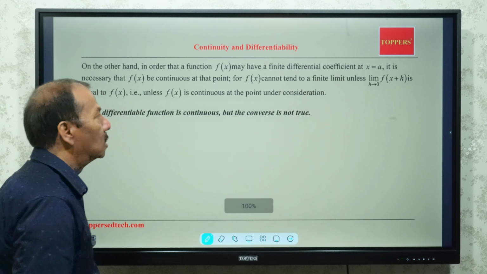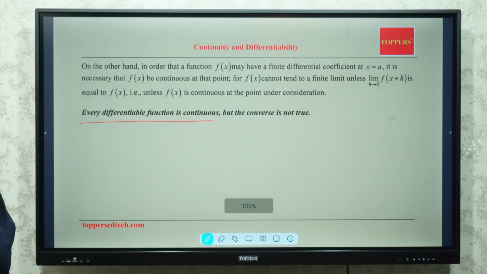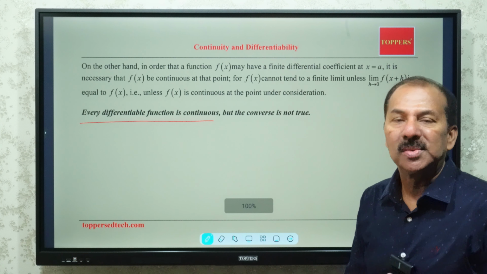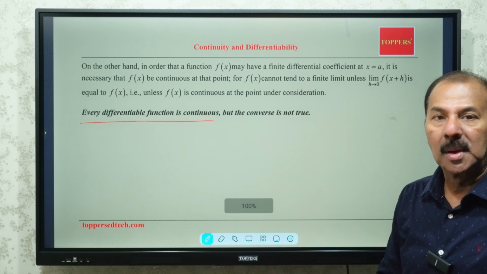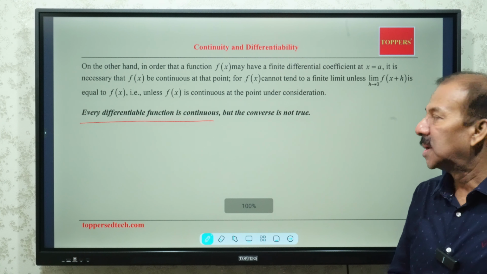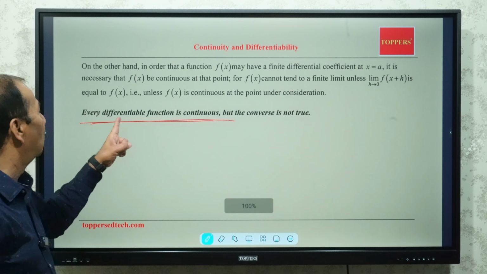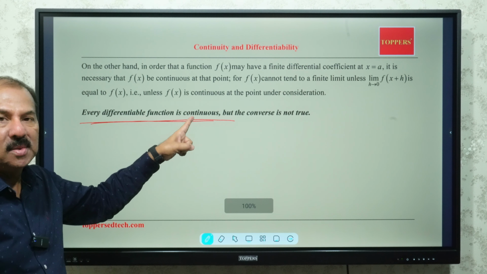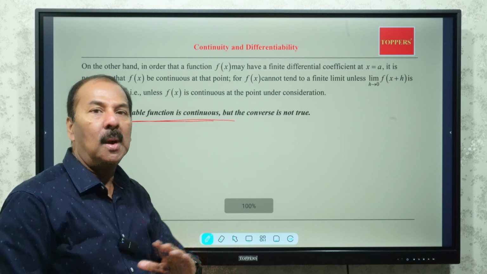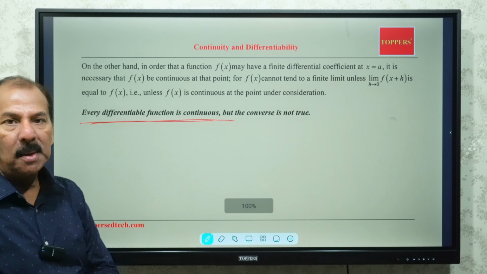We can now conclude that all differentiable functions are continuous. If a function is differentiable, it means it is continuous. But if a function is continuous, it does not mean that it is differentiable. So we can conclude that every differentiable function is a continuous function, but the converse is not true. The converse is not true. That is, all continuous functions are not differentiable functions.